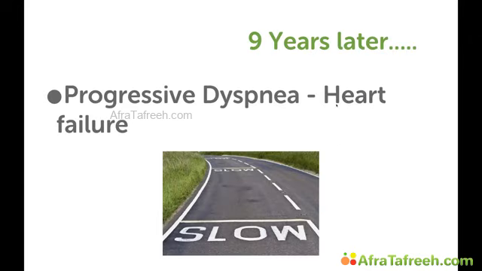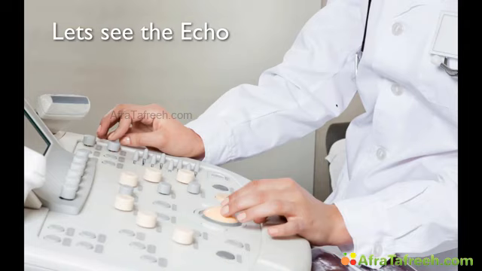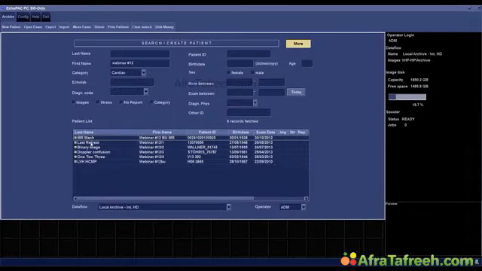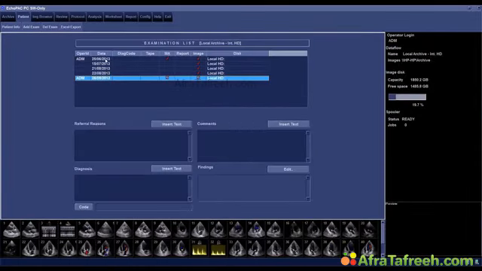Nine years later, that's when I saw him, he presented with progressive dyspnea and basically with classic heart failure. But now let's go to the echo and take a look at how the echocardiogram looks in this patient. Let me just go into the database. Okay, here we are.